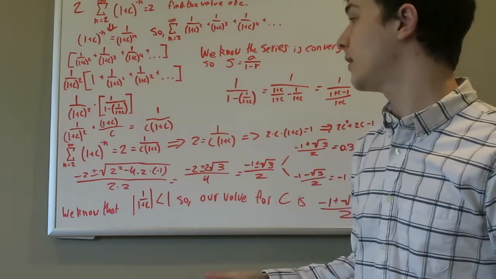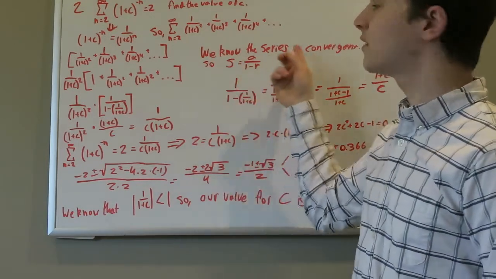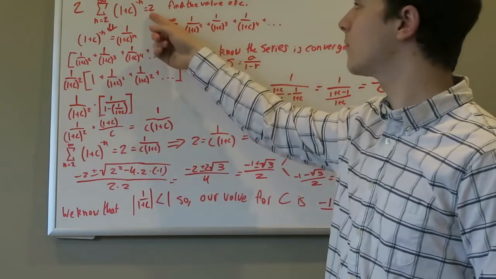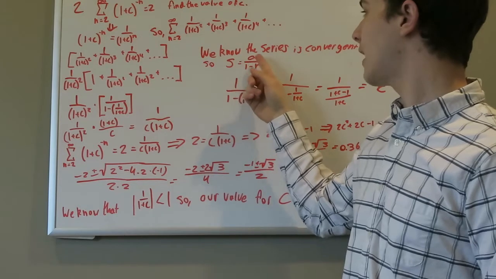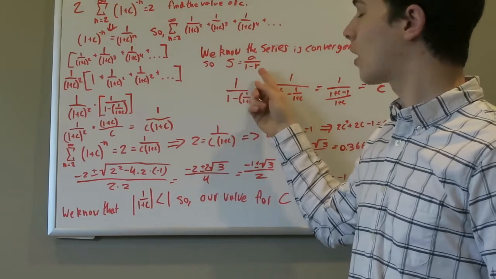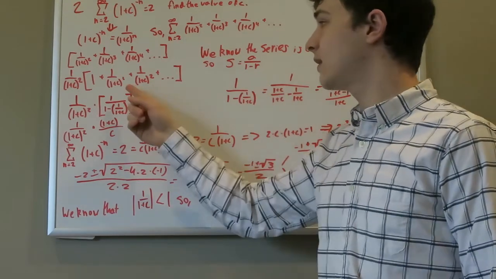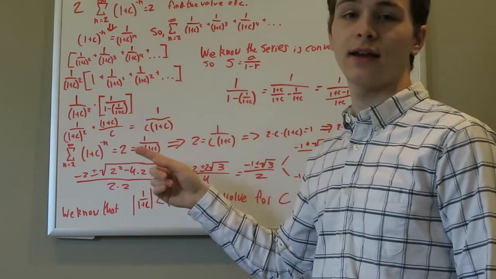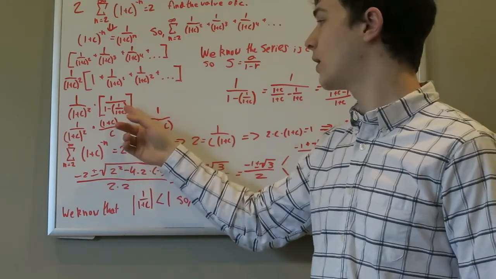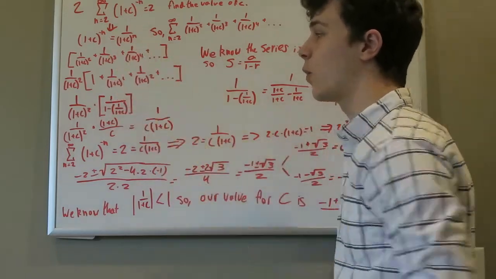It's going to go to positive infinity. Because we know the series is convergent, because we know it converges to 2, we can say the sum is equal to a over 1 minus r. Here r is the rate and a is the first term. You can see it's geometric, so the rate is 1 over (1 + c), and the first term is just 1.